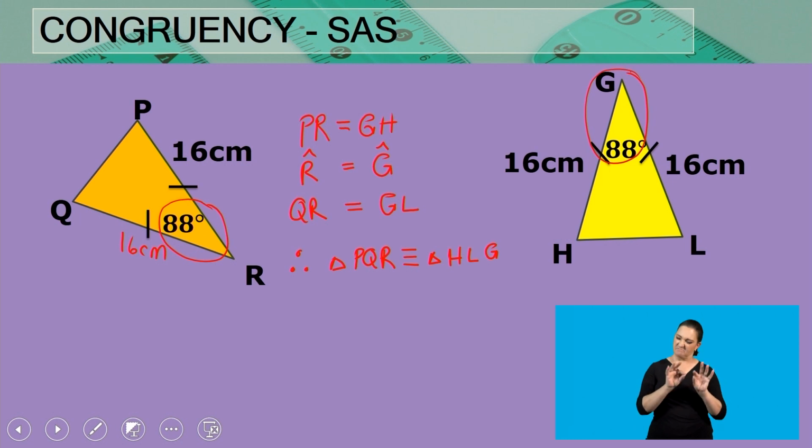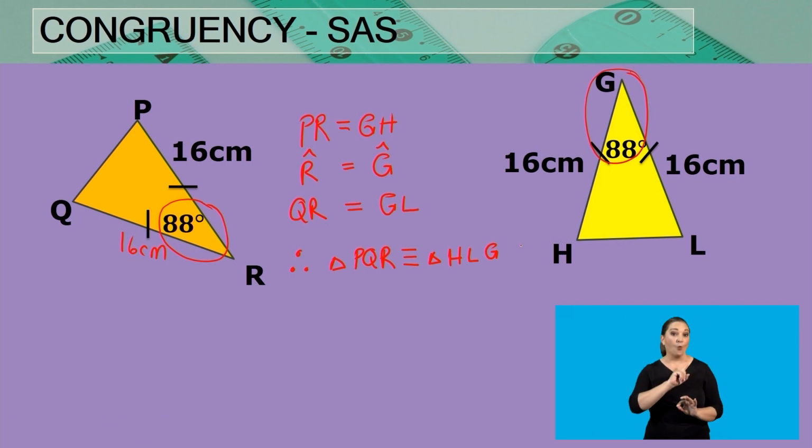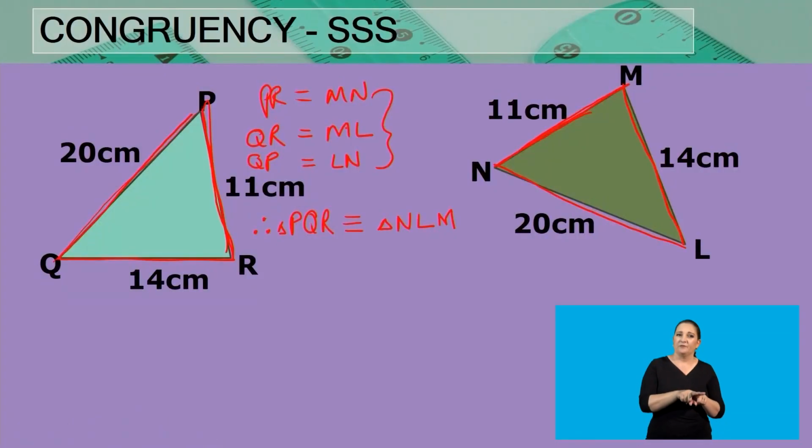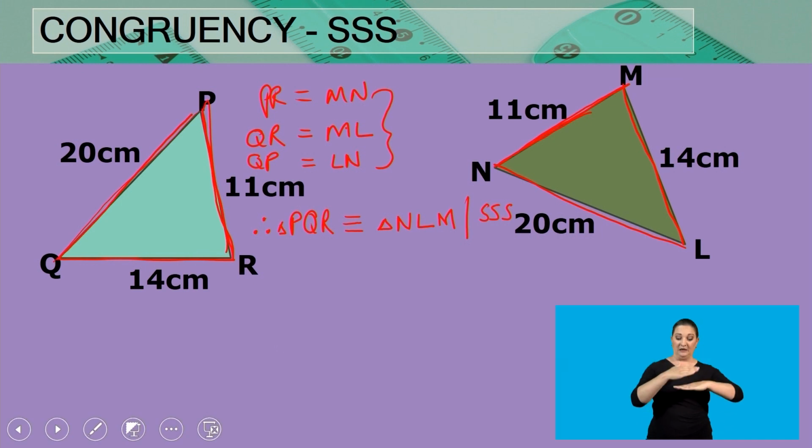And what is our reason for this? Our reason for this would be that we have a side, an angle, and a side. So always remember to write your reason why you are concluding that these two triangles are congruent. So even in the previous one that we started with, we did say that triangle PQR is congruent to triangle NLM, and our reason there was because we found three corresponding sides that are equal. So our reason there would be SSS.